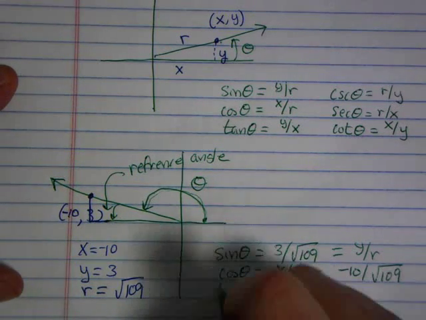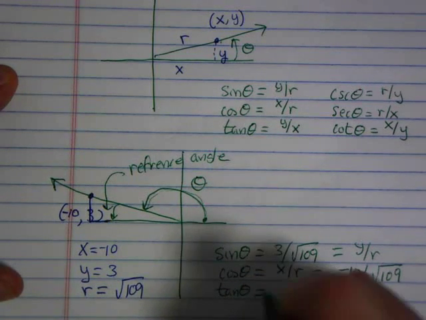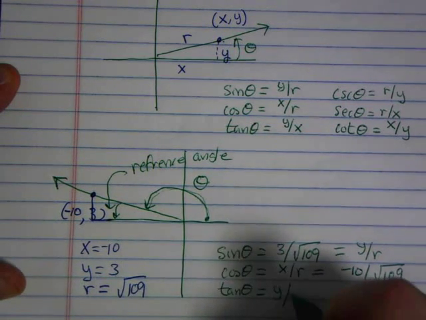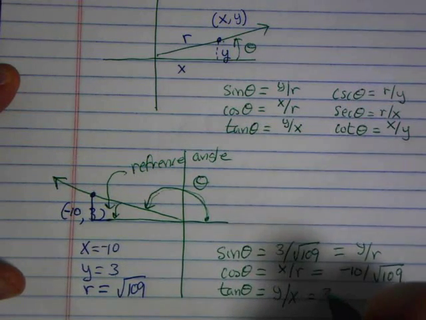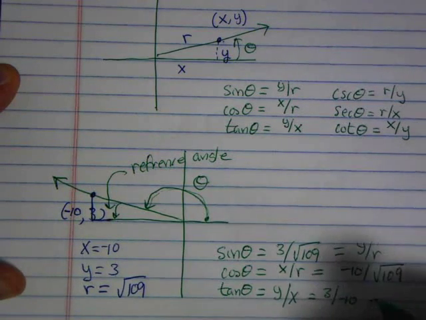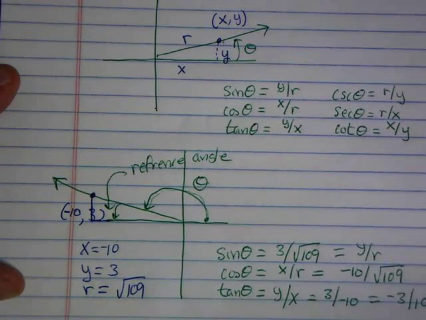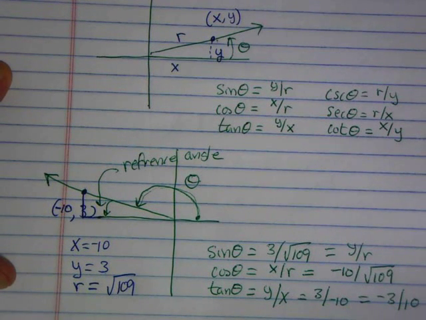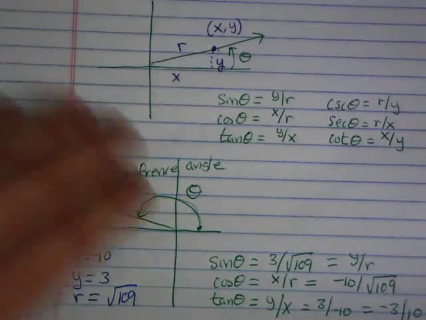Okay, finally, what's the tangent of theta? It's going to be y over x, which is 3 over negative 10. We would usually write that as negative 3/10. Questions on that? Okay.